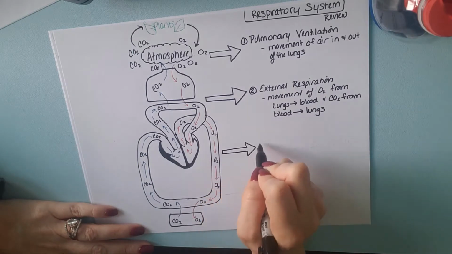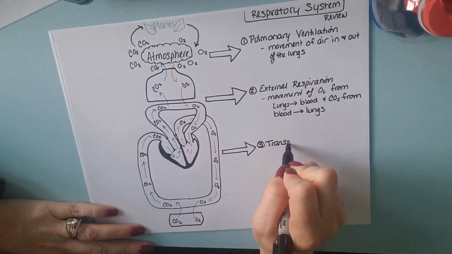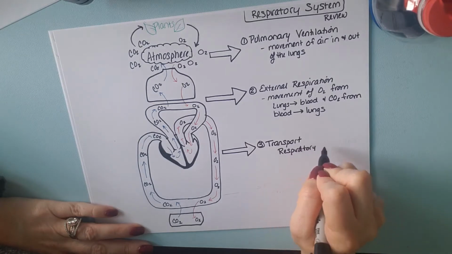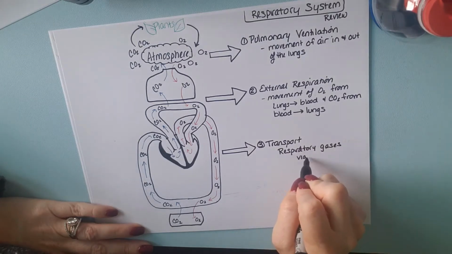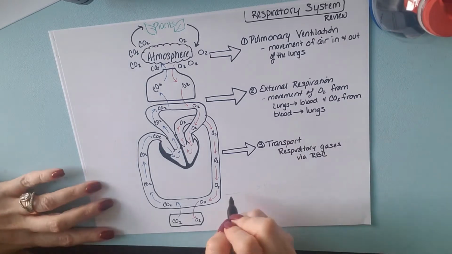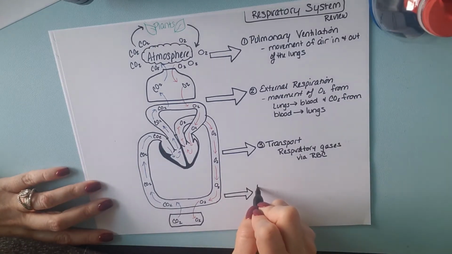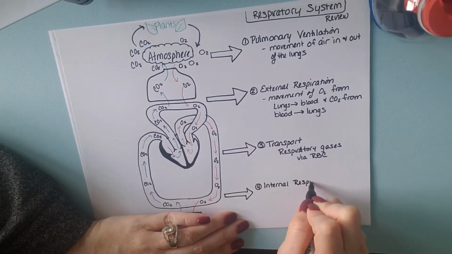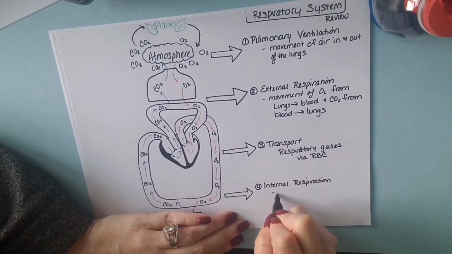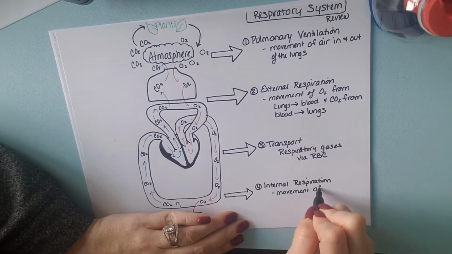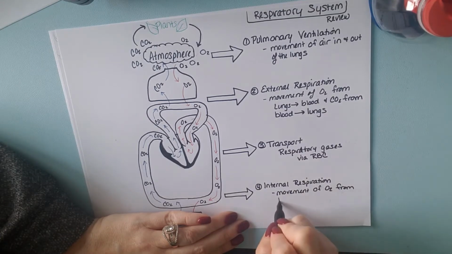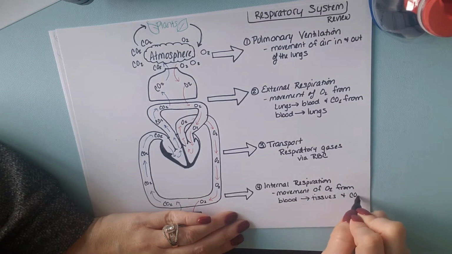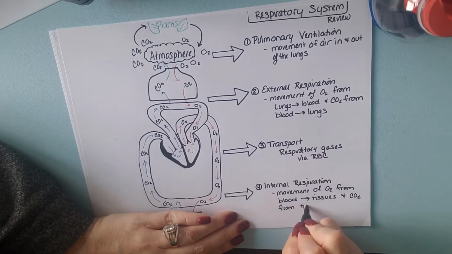The third we've talked about for months now is the transport. That's when those respiratory gases such as oxygen connect to the red blood cells and transport to the cells. The fourth part is internal respiration, which is movement of oxygen from the blood to the tissues, and then carbon dioxide from the tissues to the blood.